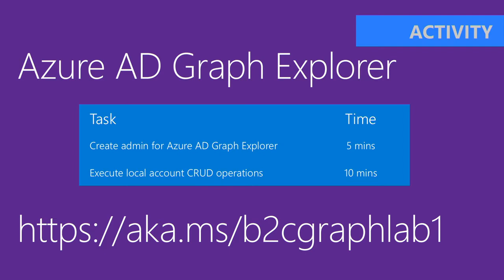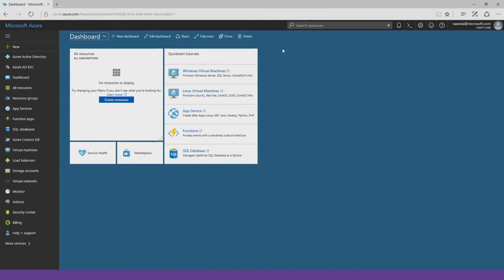So I'm just going to run you through it, and you can even follow along just by watching me. The first thing is, I'm going to go to the Azure portal, and the first thing that we're going to do is create an admin that is in the B2C directory.